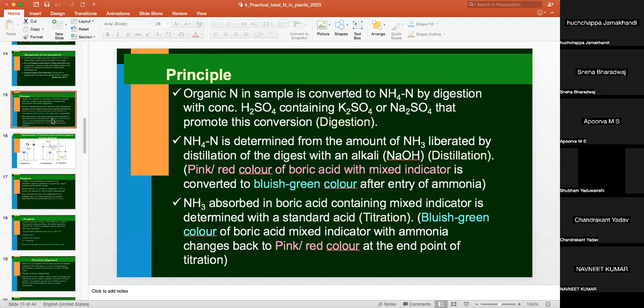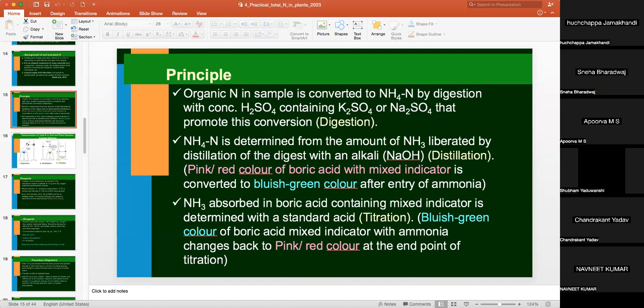Now coming to the main method, Kjeldahl method. So what is the basic principle? Basic principle is that organic nitrogen in sample is converted to ammonium nitrogen by digestion. Be careful now. Organic nitrogen in sample. You have a soil sample or plant sample. Whatever sample you have, majority of the nitrogen in both is in organic form. So organic nitrogen in sample is converted into ammonium form.